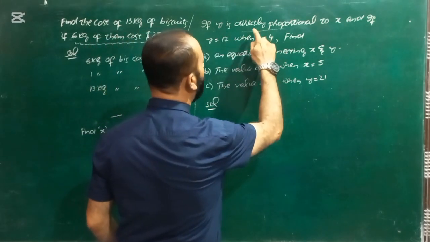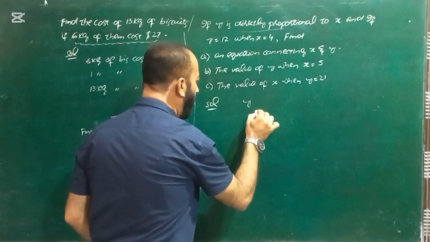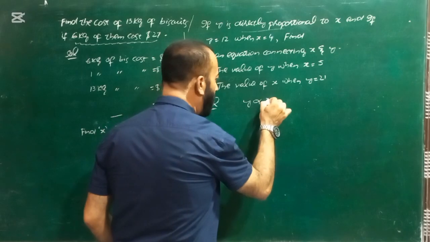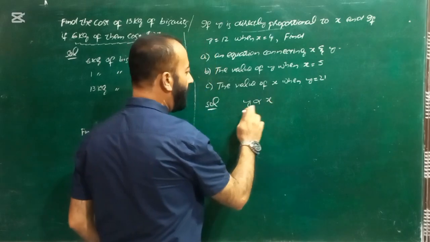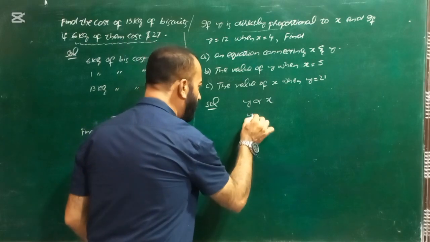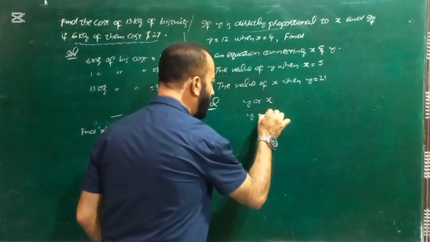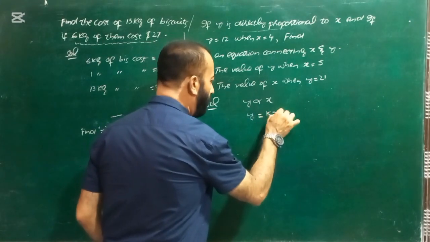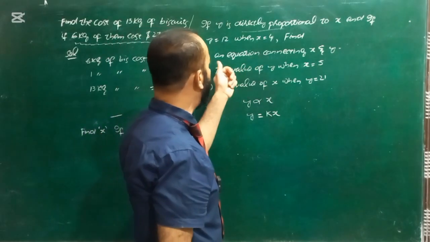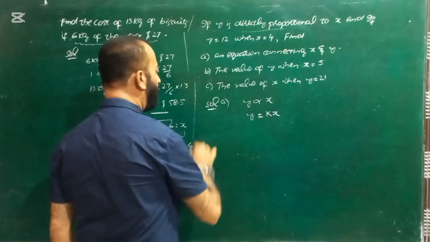If y is directly proportional to x, look now, this is the proportionality sign. So if y is directly proportional to x, we have written both values in the numerator. The next step will be to convert this proportionality sign into an equality sign and put a constant k on the right side value. So this is the equation which is the answer of the A part, an equation connecting x and y.